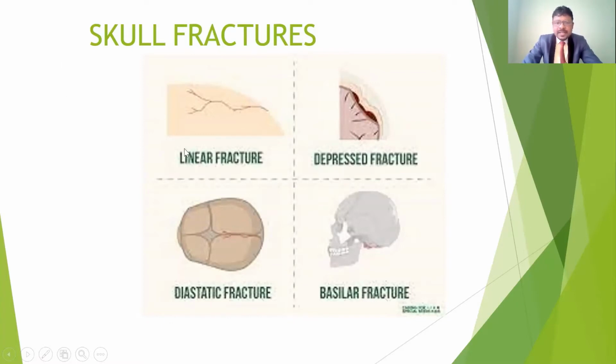Linear fracture means one line structure is going to get the fracture. Depressed means if anything hits directly, the part is going to go inside and become shallow. Diastatic fracture mainly affects the suture area, especially in infants. And basilar fracture affects the base of the skull. So we are going to discuss all these types of skull fractures here.